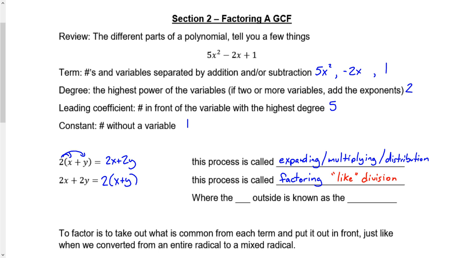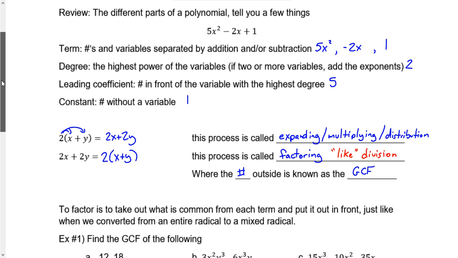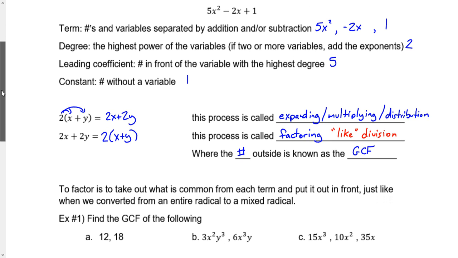So the biggest thing to know is that when we're doing this factoring, the number that is on the outside is known as the GCF, our greatest common factor. This is where knowing how to factor, knowing what factors are, comes into a very key part.